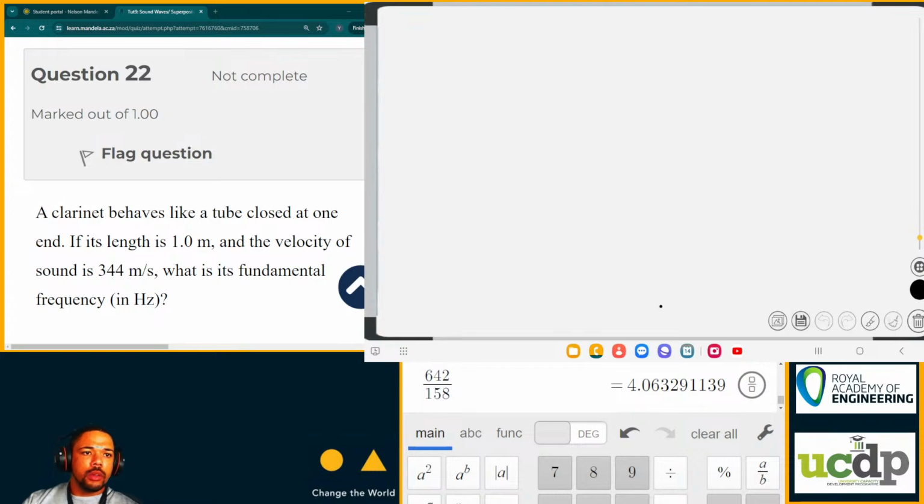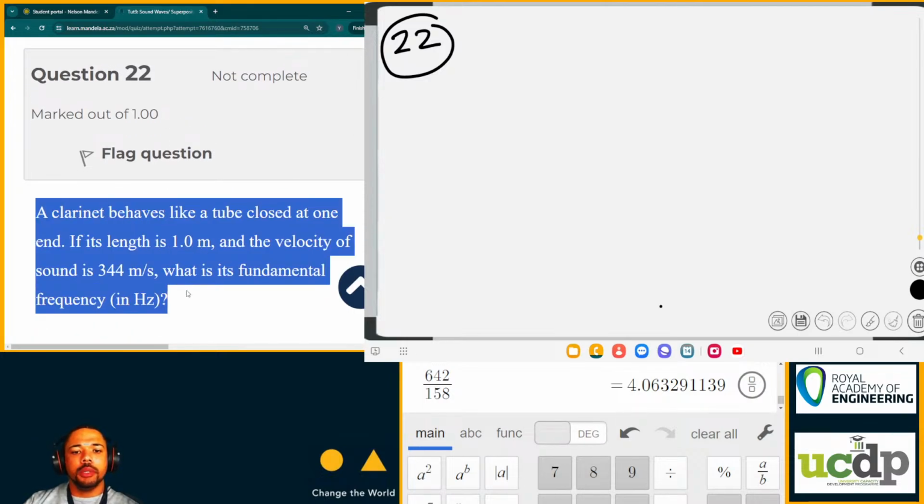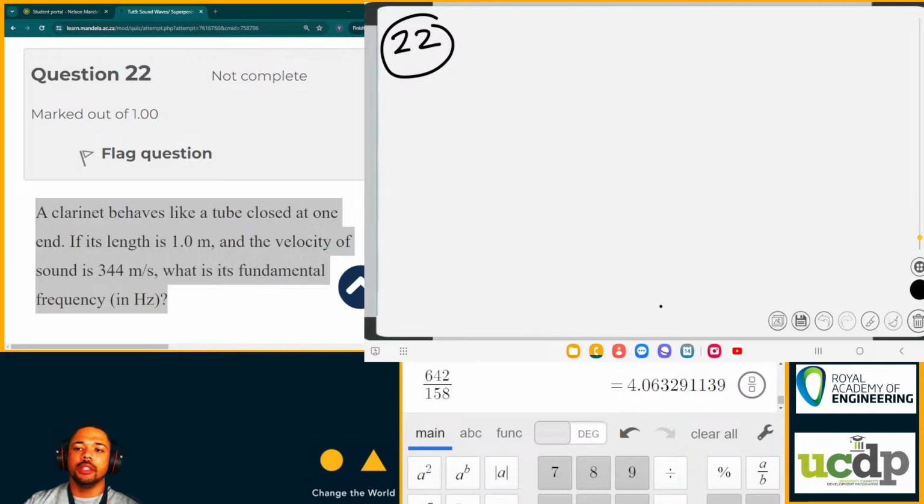Okay, now on your screen there we have question number 22. It asks the following. Let me just enlarge the question for myself. A clarinet behaves like a tube closed at one end if its length is 1 meter and the velocity of sound is 344 meters per second. What is its fundamental frequency in hertz?